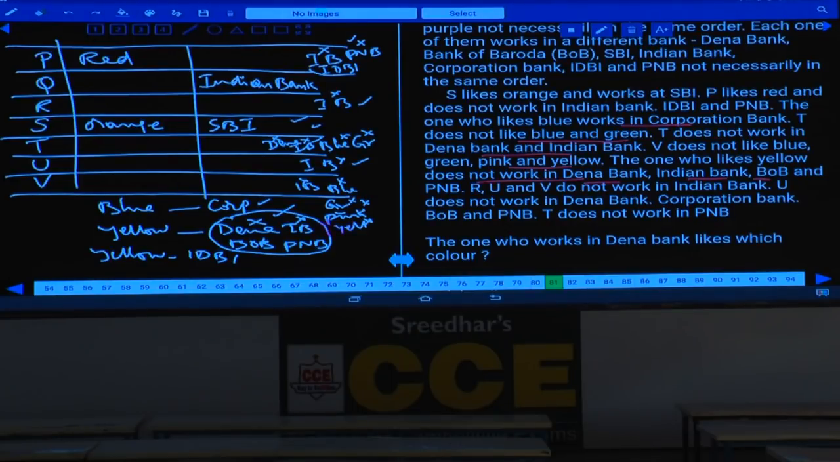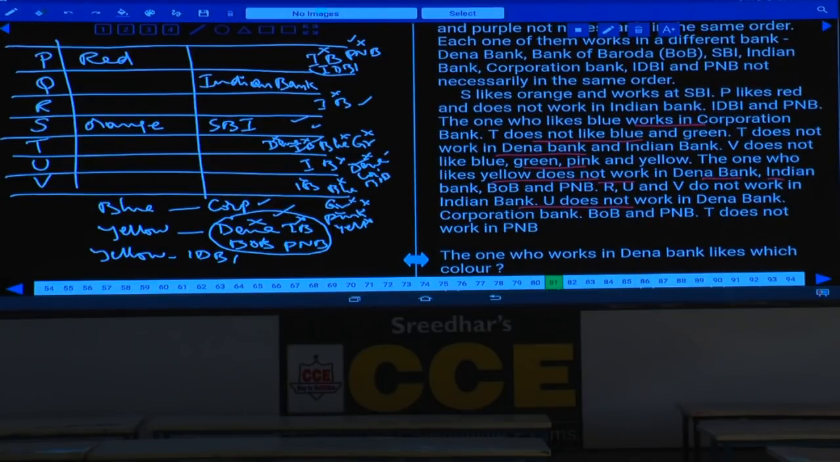Next one: U does not work in Dena Bank. So U does not work in Dena Bank, Corporation Bank, Bank of Baroda and PNB. This person does not work in any one of these.